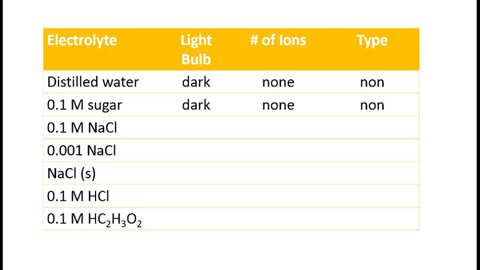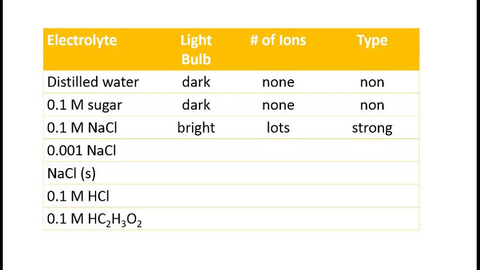0.1 molar sugar also produced a dark bulb, indicating that no ions were present. We would classify sugar as a non-electrolyte. On the other hand, 0.1 molar sodium chloride produced a bright bulb. This indicates lots of ions. Being an ionic compound, we would say that sodium chloride is a strong electrolyte.